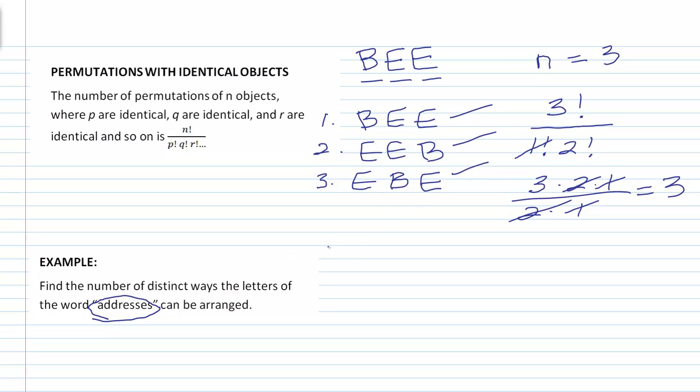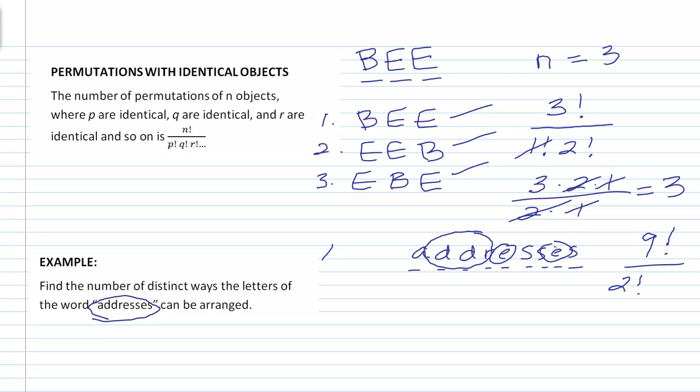So we've got the letters of the word addresses. Now there are a total of 9 objects, 9 letters in this word. But we've got some repeaters. We've got 2 D's, that's 2 factorial. We've got 2 E's, that's 2 factorial. And we've got 3 S's, that's 3 factorial.